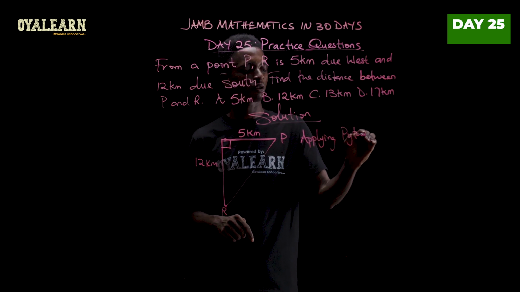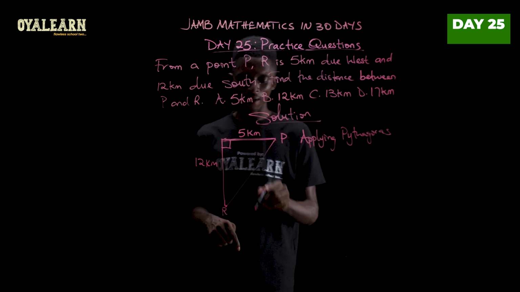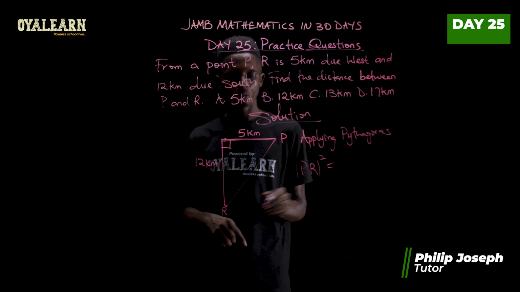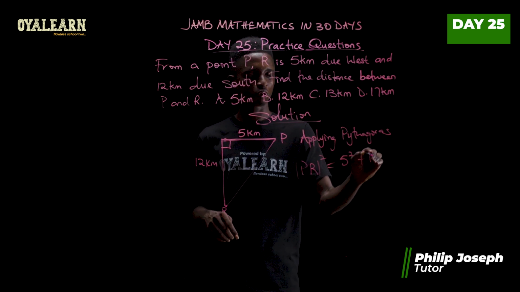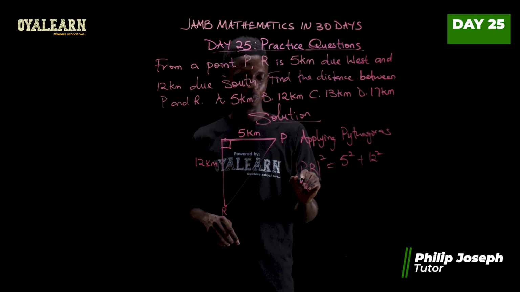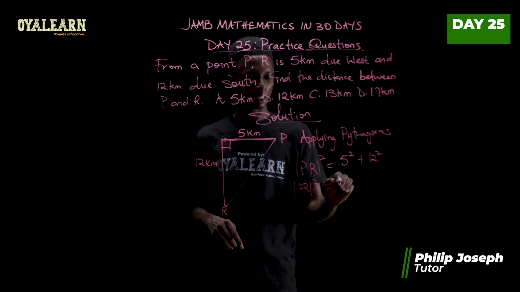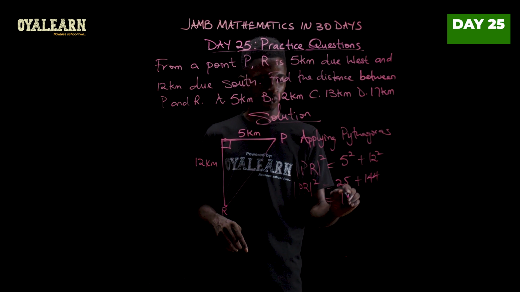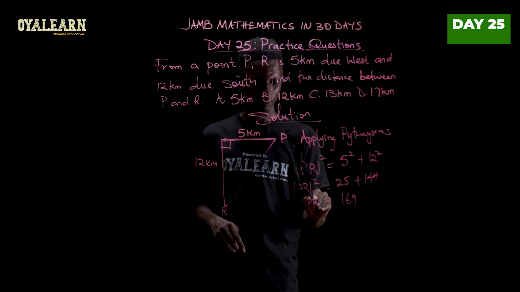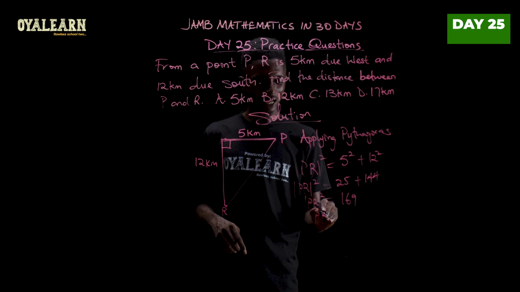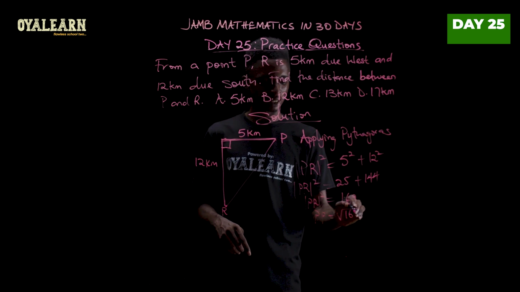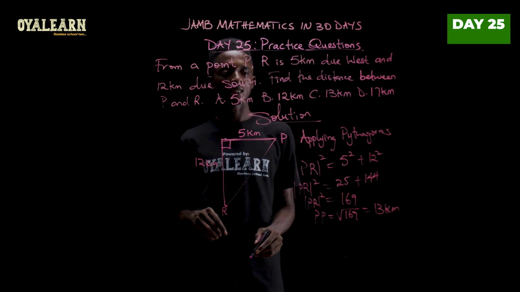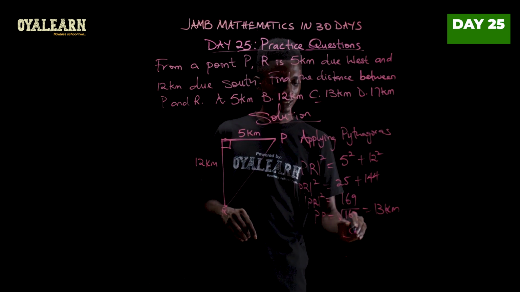So applying Pythagoras, we'll have that this distance here, which is PR squared, would be 5 squared plus 12 squared. So PR squared is 25 plus 144. And this would give us 169. So the distance PR would then be the square root of 169, which is 13. And they are measured in kilometers, so 13 kilometers. The correct option is C.